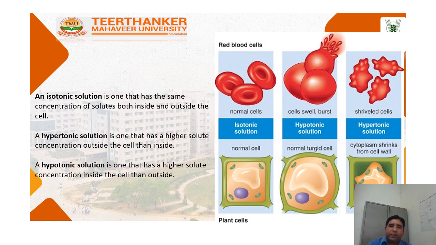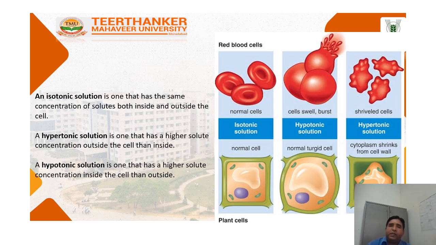Here we can see that there are three types of solution on the basis of osmosis. One is isotonic solution, where the same concentration is present on both sides of the semi-permeable membrane. In the case of hypertonic solution, there is a higher solute concentration outside of the cell than inside. Hypotonic solution is one that has a higher solute concentration inside the cell than outside.